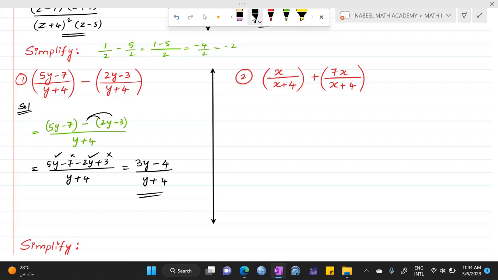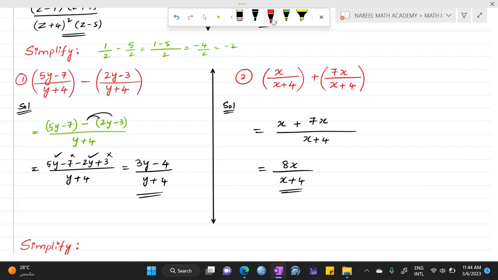So this is the answer. Now similarly, in the next one we have the same denominator. Therefore I will take the same rule, x plus 4 as the common denominator. Therefore x, and in between you have plus 7x. If you add, you will get 8x over x plus 4. So this is the final answer. Many students feel you can cancel the x with the x. No, you cannot cancel, because the x in the denominator is along with the plus 4. If there is no 4, you can cancel, but since there is a 4, leave it as it is.